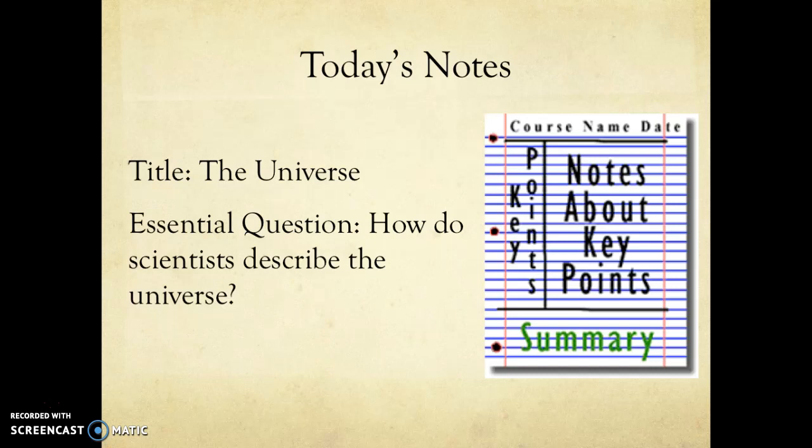Our essential question, which should be up at the top of the page, is how do scientists describe the universe? Now, of course, we should be taking Cornell notes. So if you are not familiar with that, I know we've had quite a few new students, we should be having our page divided into 2 columns. The bigger column is for your notes themselves, all the information, any diagrams you draw, stuff like that. The smaller column is for key points, vocabulary, questions, things like that. And at the end, we do need to do a summary.